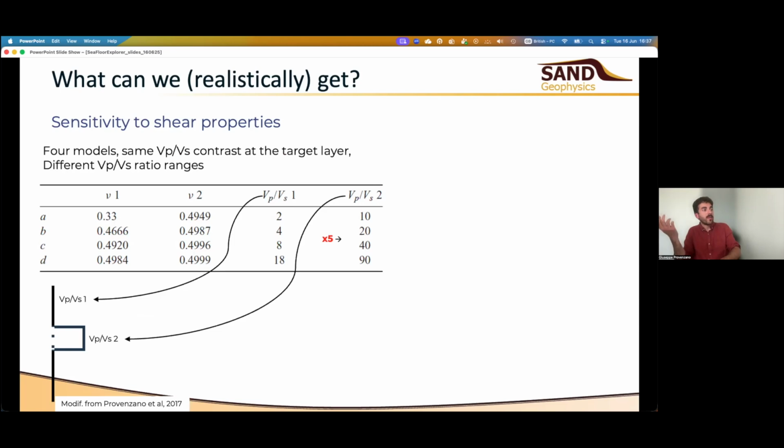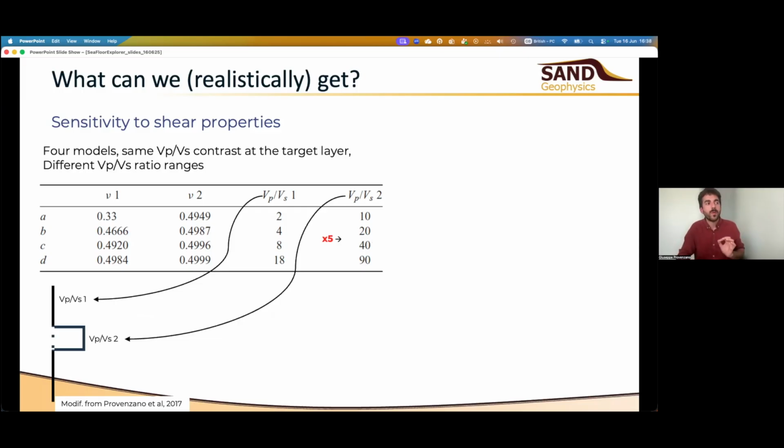The sensitivity to changes in VP to VS ratio is also model dependent. For example, these are four synthetic examples, very simple, just a toy model. There's an encasing medium and a layer with a higher VP/VS, and the ratio between these two layers is always 5. In the first example, the encasing medium has a VP to VS ratio of 2 and the small layer has 10. Then you have 4 and 20. So the ratio is exactly the same.